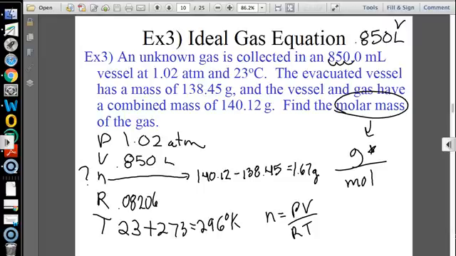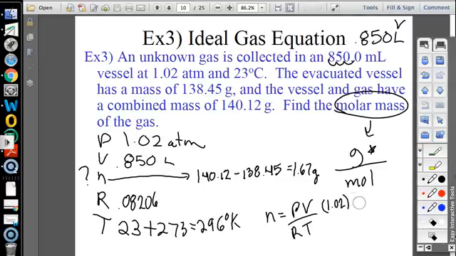So pressure, so 1.02. And I'm going to leave my units out just because I'm going to run out of room. No, I can fit it. Never mind. I'm just kidding. Units are our friends.